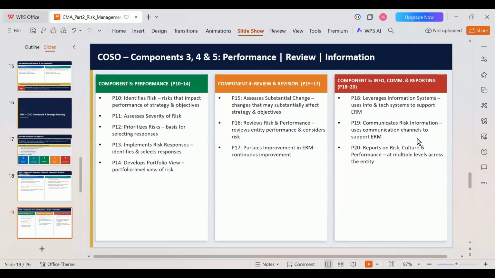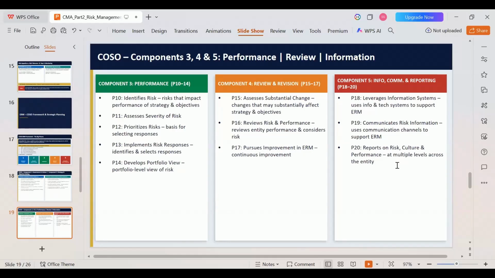Then comes communicating risk information. We use communication channels to support ERM. So usually it is a top-down approach, from top-level managers, and it will be two-way as well. Two-way communication will be there. So some of the major risk reduction practices that should be followed by everyone will be communicated from top management. And if there are any new risks that have been found out at the lower level, again, that will be communicated to the top-level management. Enhanced communication should be there.